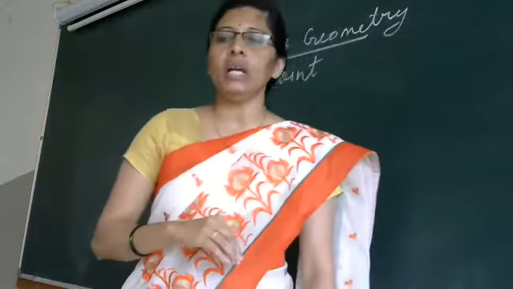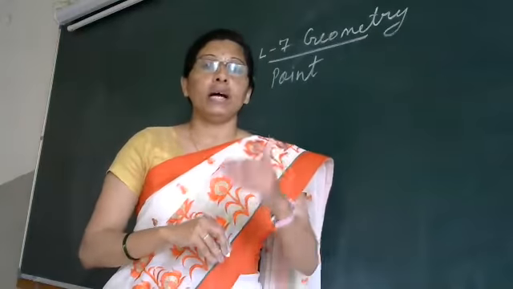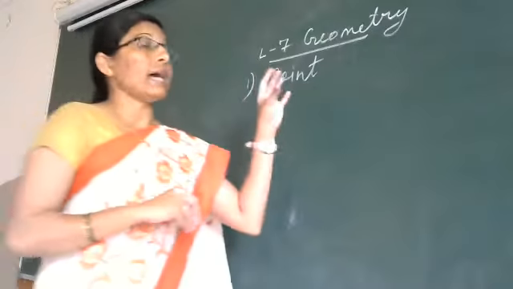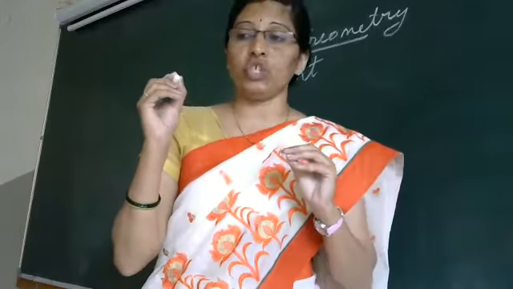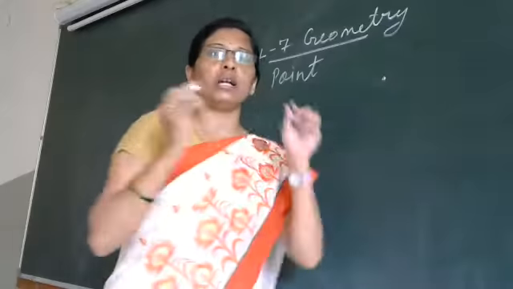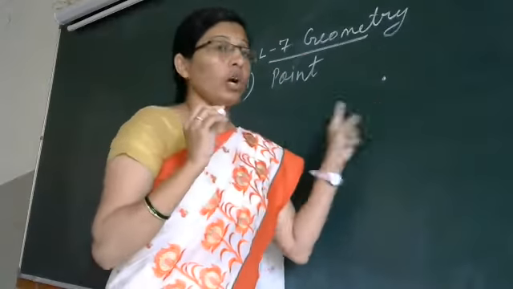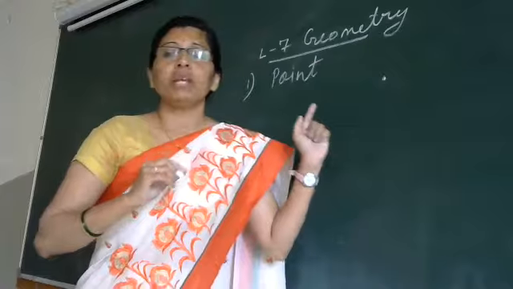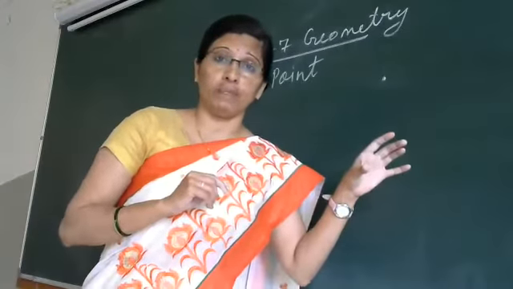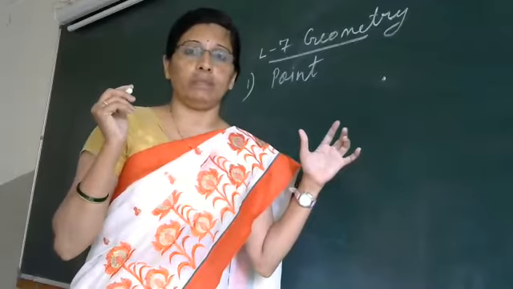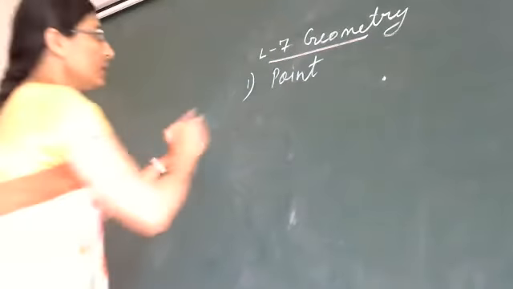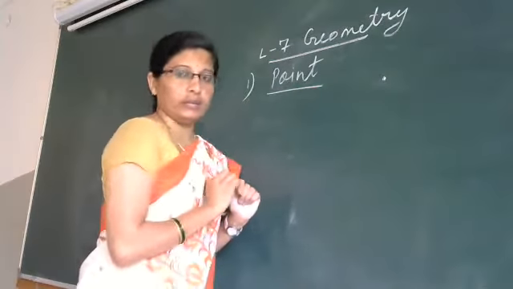What comes first? Starting point. Here, a point has a fixed location. It cannot be moved. A point is a dot which cannot be moved and it is fixed. It has a fixed location. You can't move it here and there. So, first in basic geometry is the point.